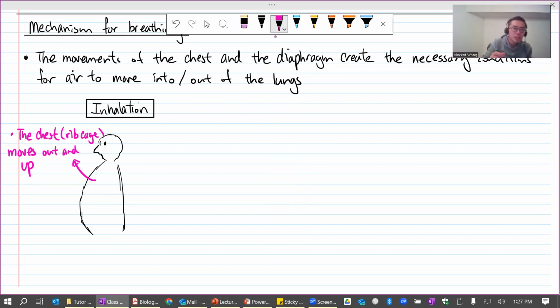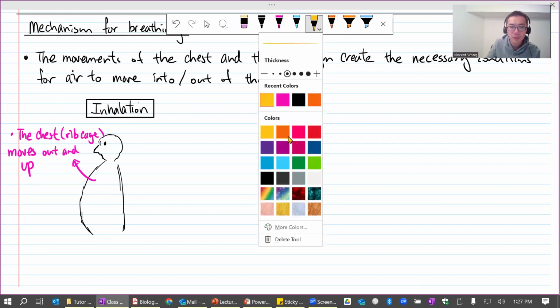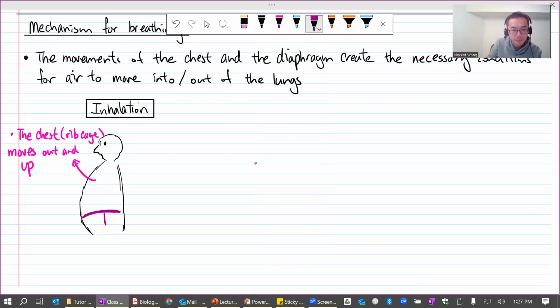So at the same time that the chest is moving out and up, your diaphragm has to move down. So here, the diaphragm contracts, flattens, and moves down.